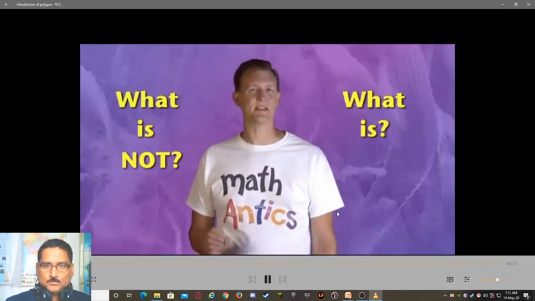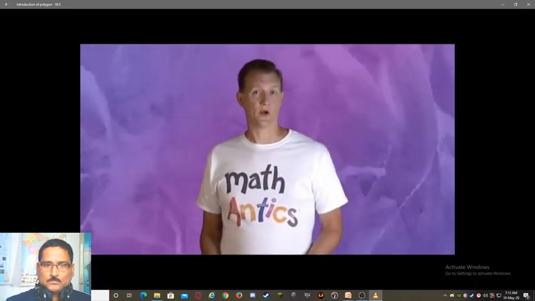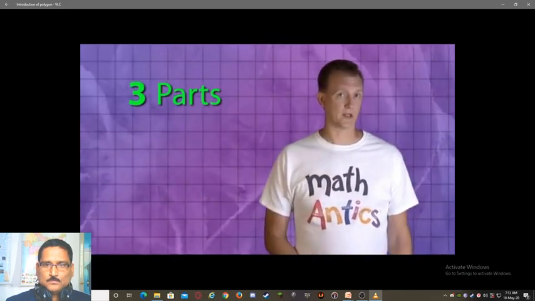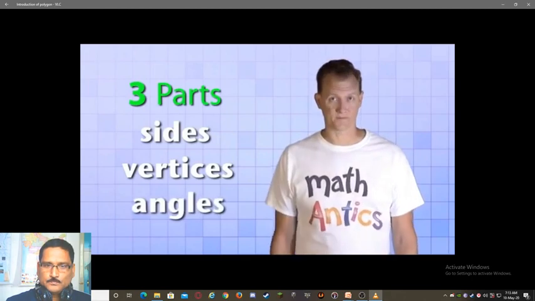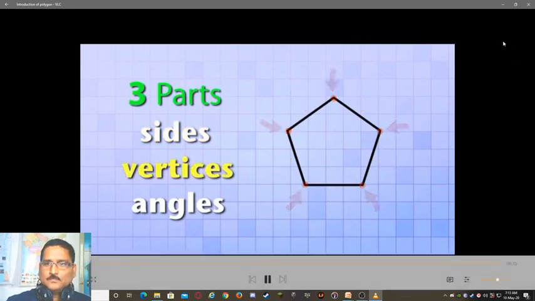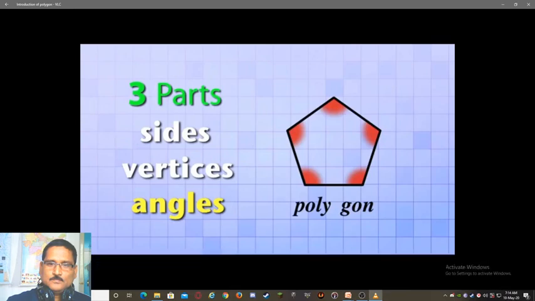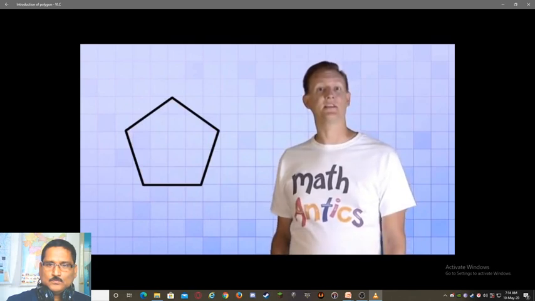We need to learn about the specific properties that all polygons have in common. First, we need to know the three parts that make up all polygons. And these parts are sides, vertices, and angles. The sides are just the straight line segments that make up a polygon. And the vertices are the points where the sides intersect. And the angles are formed by the intersecting lines. In fact, in Greek, the word polygon literally means many angles. So all polygons have sides, vertices, and angles.